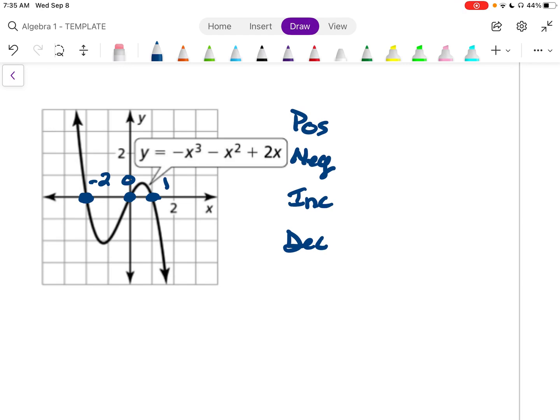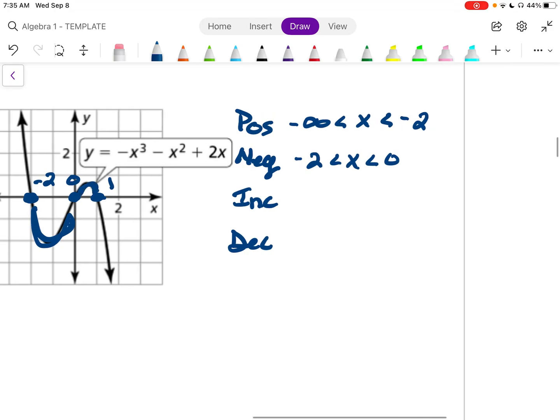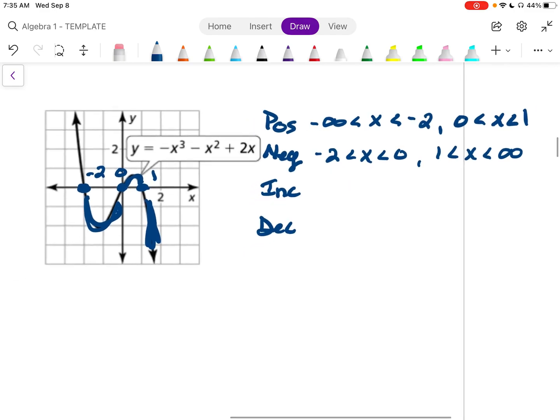The graph starts off positive on the left, so I'm going to start off at negative infinity less than x less than, and then it hits -2. And then it goes negative. We're talking about this area right down there. That's going to be from -2 less than x less than 0. And then it goes back to positive for this little hump there. That's going to be 0 less than x less than 1. And then it shoots back down to negative. That's going to be 1 less than x less than infinity. That one's probably the most complex one we've done yet.